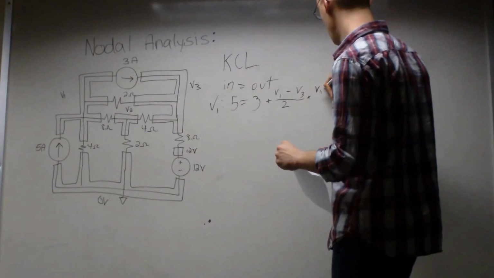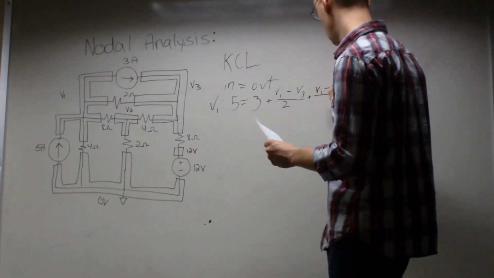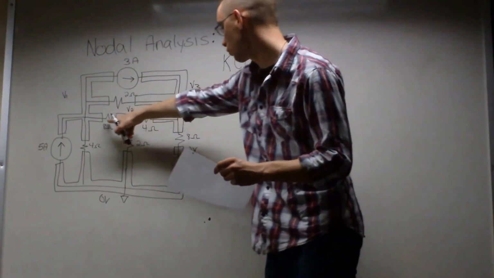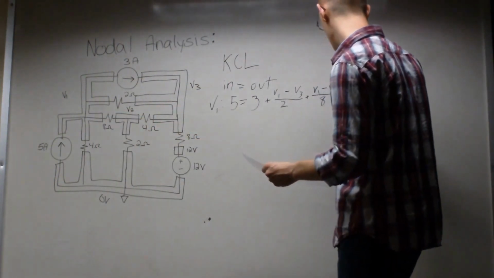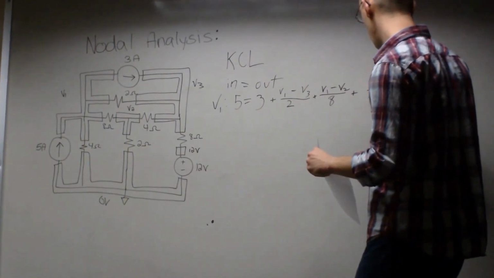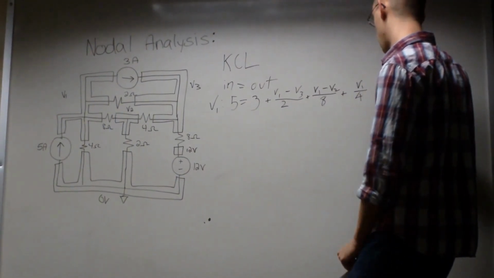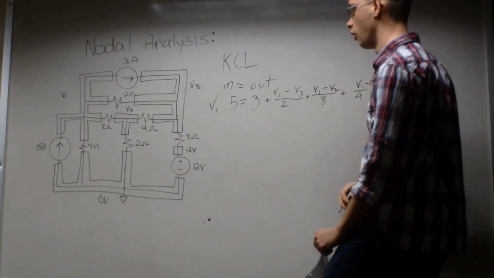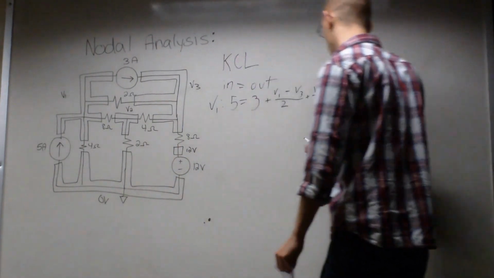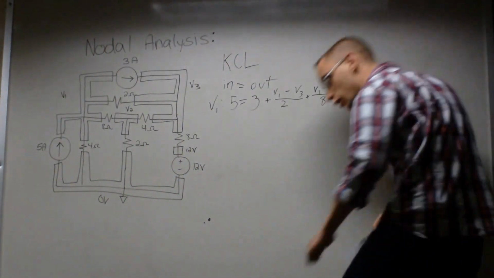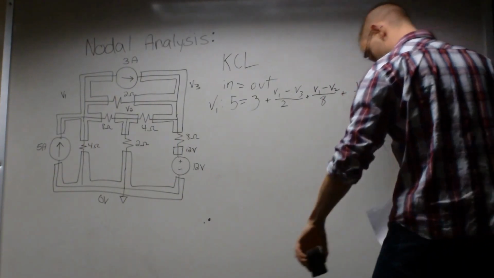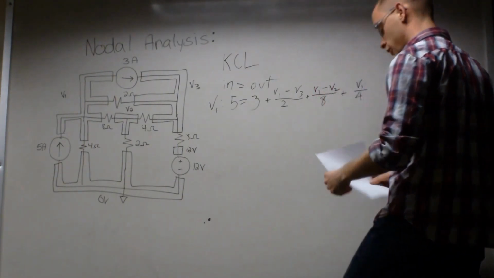So you have V1 minus V2, and then over 8, which would be that junction right there. And then you have V1 over 4. And that V1 over 4 isn't subtracting anything because it's technically V1 minus 0, because the connecting node down here is equal to 0 volts. So we just ignore that altogether. So that's your first equation.